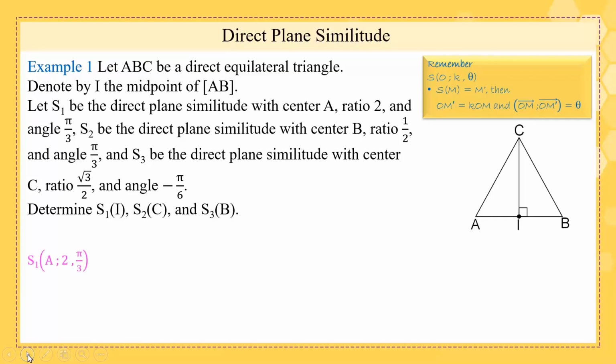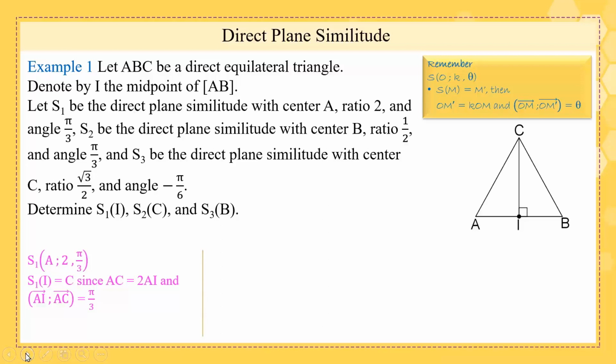First, S1 is of center A, ratio 2, angle pi over 3. To find the image of I by S1, you must search for a point I prime such that AI' = 2AI because the ratio is 2, and the angle between AI and AI' is equal to pi over 3 mod 2 pi. This point will be C, so S1(I) = C, and this is because, as you see here, AC is twice AI. You can prove it easily because AC = AB and I is the midpoint of AB, so AB is twice AI, so AC also is twice AI. And also you can prove easily that the angle between AI and AC is pi over 3 because the triangle is an equilateral triangle.